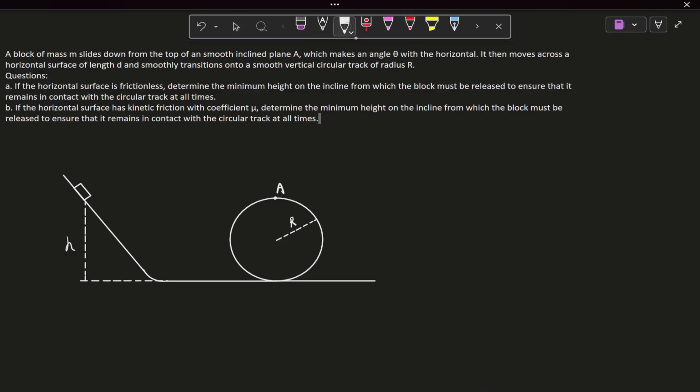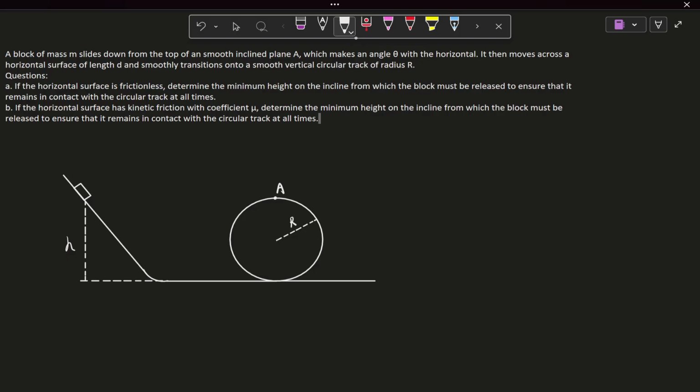Now let's make the question a little bit more complicated. A block of mass m slides down from the top of a smooth inclined plane A, which makes the angle theta with a horizontal. It then moves across a horizontal surface of length d and smoothly transitions onto a smooth vertical circular track of radius r.